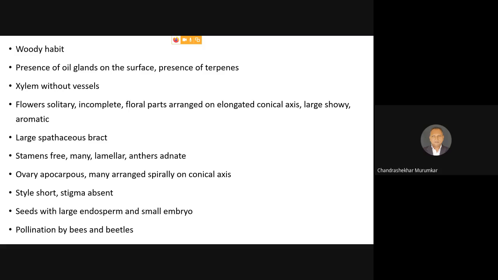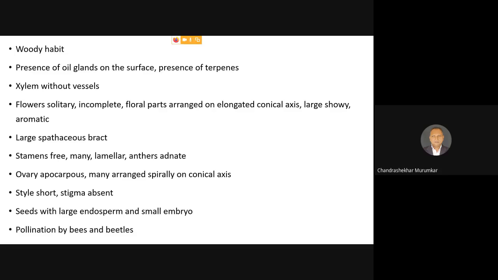Generally in these glands terpenes are present. So terpenes are nothing but phenolic compounds, aromatic compounds, and these are present. That's why they are aromatic. The xylem is without vessels. The flowers are solitary, that is single flower is present. Obviously, when the perianth is not there, it is incomplete. The floral parts are arranged on a conical elongated axis. As I told you repeatedly, the flowers are always large and showy and they are aromatic.